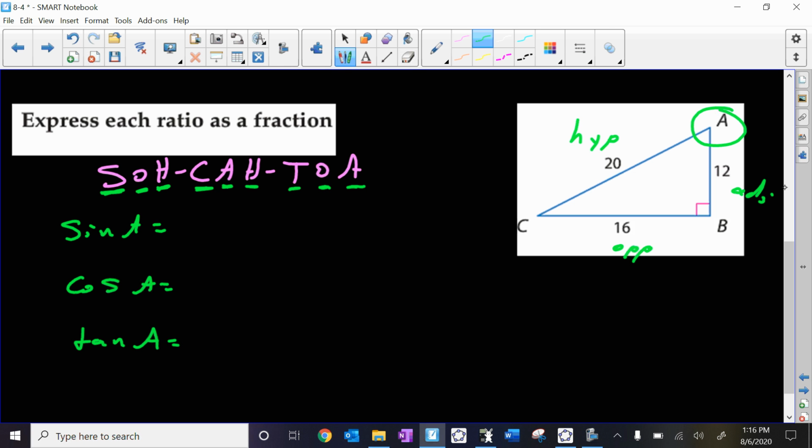Then we can create our ratios out of this. So sine of A, we're going to say is opposite over hypotenuse. So that would get us 16 over 20. And if we can reduce, we should reduce. So 16 over 20, if you need to, use your calculator. That comes out to 4/5.